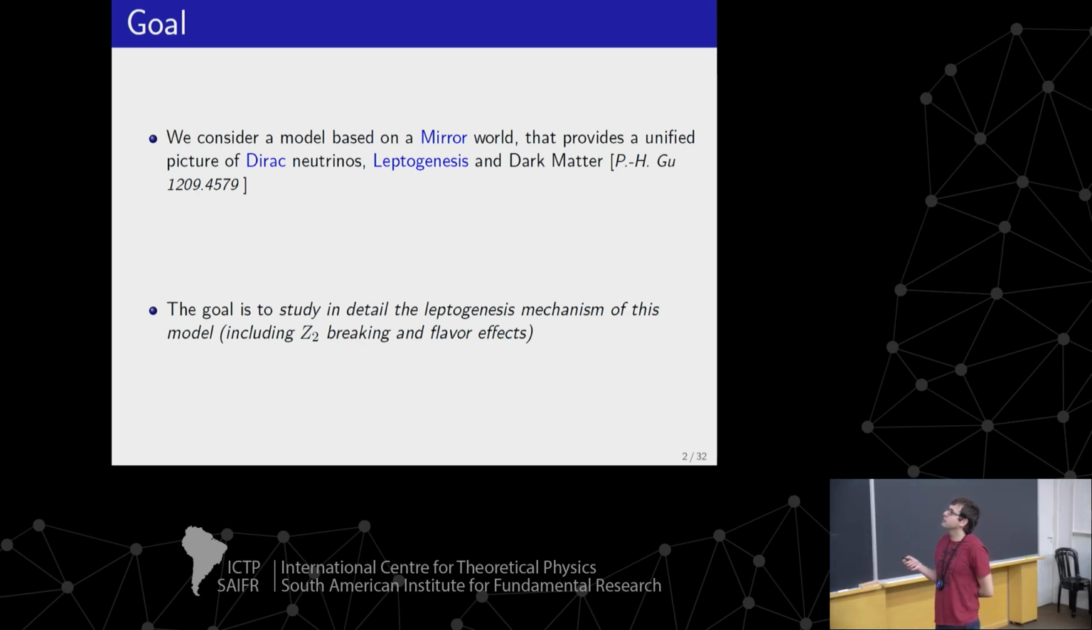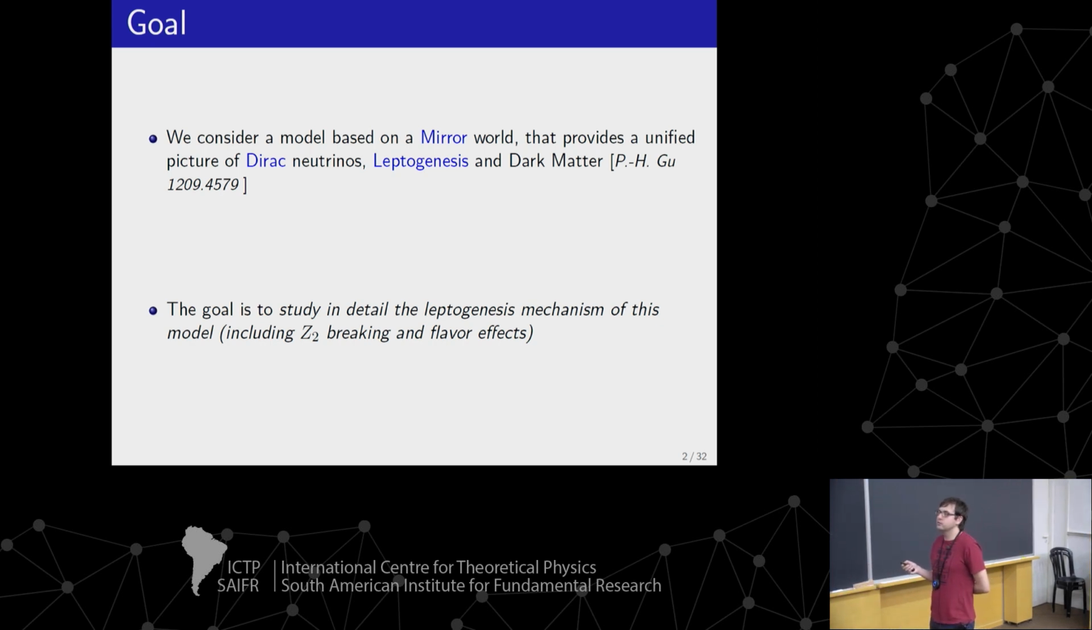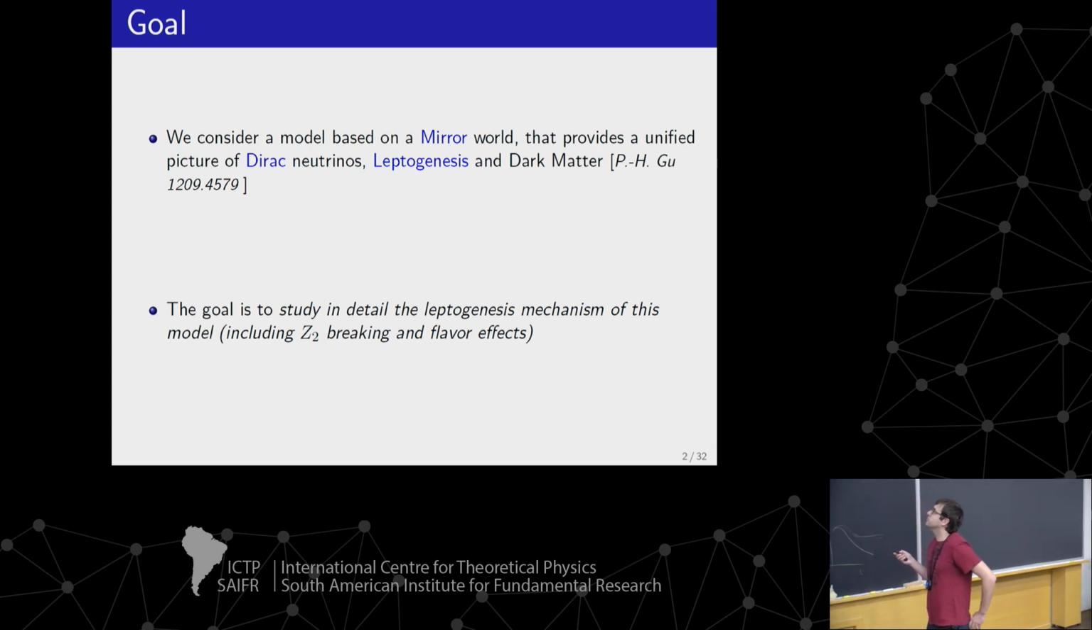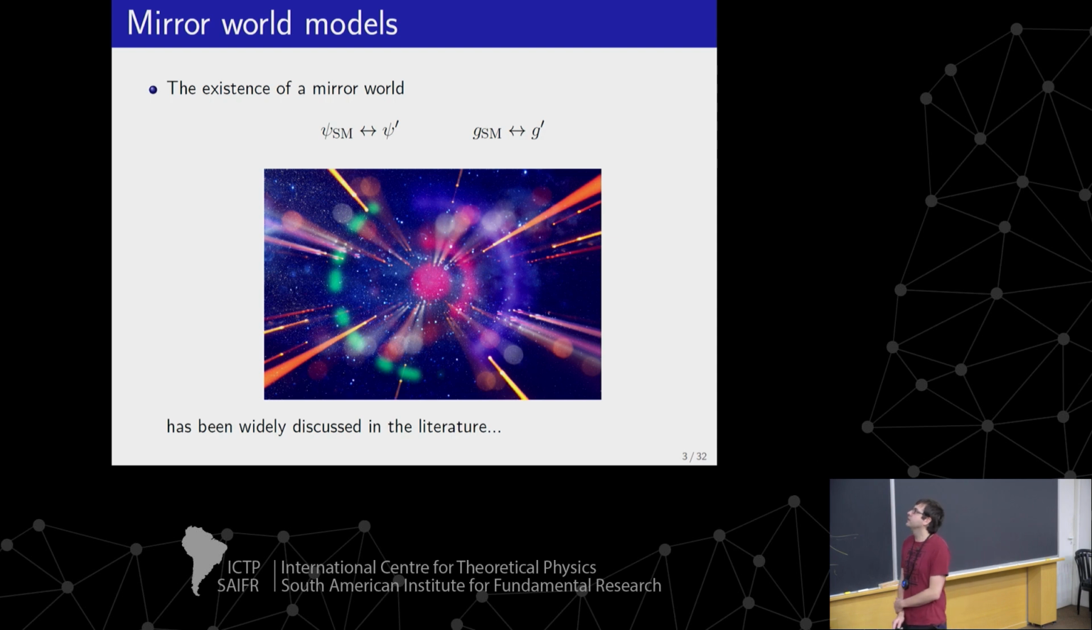So in this work, we consider a model based on a mirror world that provides a unified picture of Dirac neutrinos, leptogenesis, and possible dark matter. This was investigated by Gu the first time in 2012. So what we did, we extended his work by studying in detail the leptogenesis mechanism in this kind of model by constructing the Boltzmann equation, solving the Boltzmann equation, including Z2 breaking effects and also flavor effects. Maybe along the talk, it will be clear what this Z2 symmetry is. So let me first start by introducing a bit the concept of mirror world model.